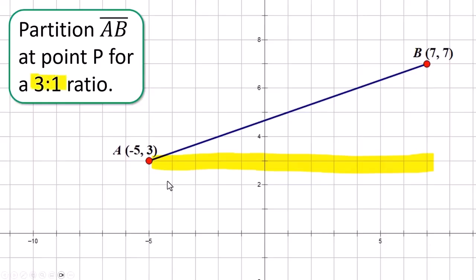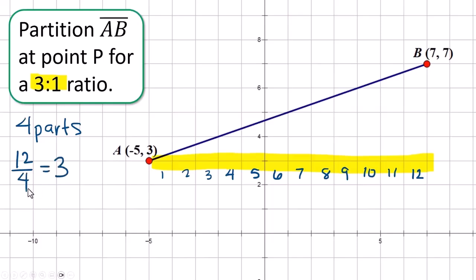How long is that line? You have to figure that out first. I know I want a 3-to-1 ratio, so I'm going to be splitting it into 4 parts. Well, what am I splitting into 4 parts? Let's count the sections. 6, 7, 8, 9, 10, 11, 12. Okay, so this line is 12. 4 parts means that each one of these is going to have to be 3 long.